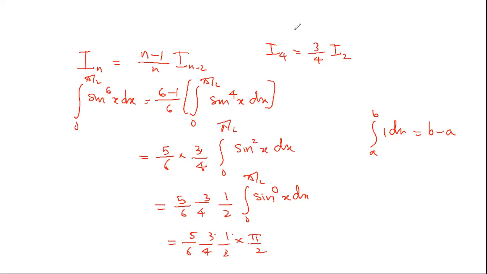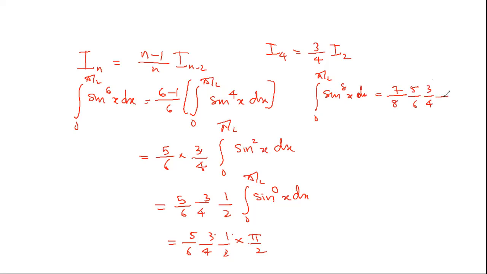So tell me how to integrate 0 to pi by 2 sine raised to 8x. You will start from denominator. 8, 7, 6, 5, 4, 3, 2, 1, pi by 2. Look how quickly your answer came. Have you understood the reduction formula? Yes, sir. You can apply this formula for cos also, because when I replace x by pi by 2 minus x, sine will become cos. So formula for sine and cos remains the same.